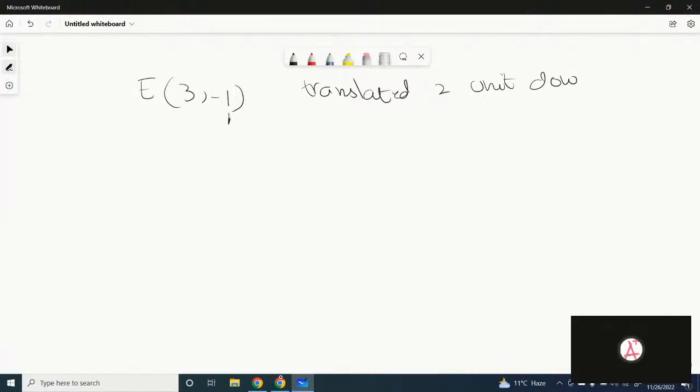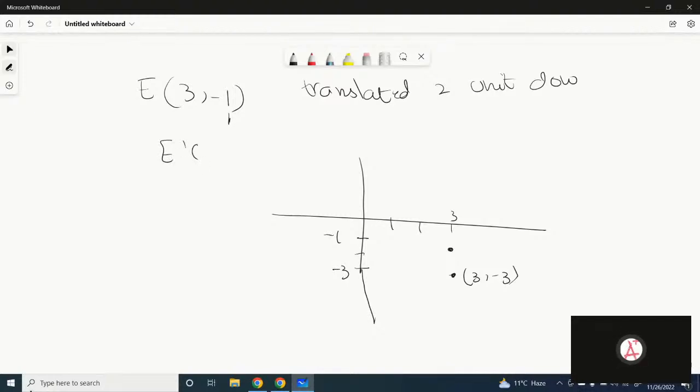Got it? The y coordinate is negative 1. So negative 1 subtract 2 is, let's suppose, 1, 2, 3, negative 3. Here x is 3, y is negative 1. So here is this point E, got it? (3, negative 1), x is 3. You have to translate 2 units down, so now the new point is from here to here. The x coordinate remains unchanged. The y coordinate is now negative 3. Got it? So the new coordinates are E' (3, negative 3). Got it?